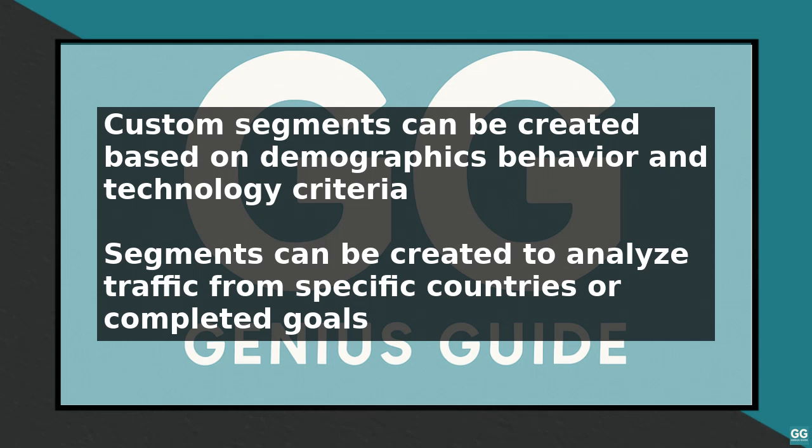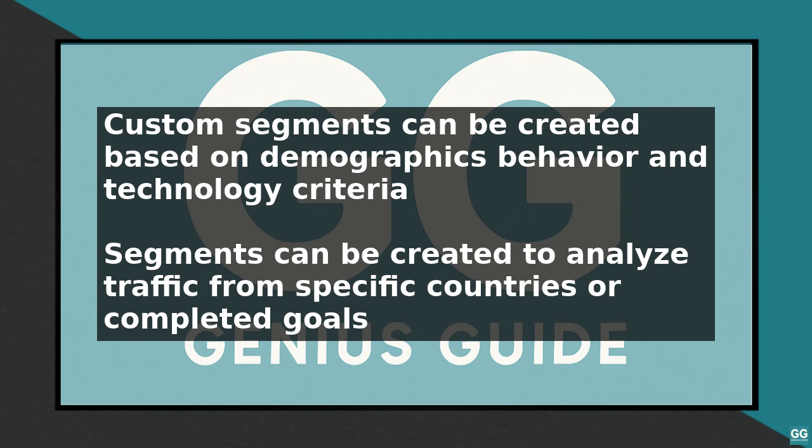For example, you can create a segment to analyze traffic from a specific country or traffic that has completed a specific goal. To create a custom segment, click on the New Segment button and select the conditions that define your segment. You can choose from a range of dimensions and metrics, including location, language, browser, and device.